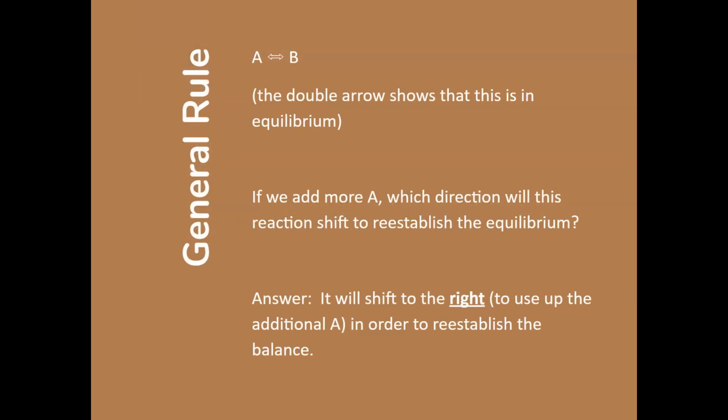So if we look at A as our reactants and B as our products, and the double arrow in the middle, that's a representation to show that the reaction's in equilibrium. So if we add more of A, so if we increase the concentration of A, which direction will this reaction shift to reestablish the equilibrium? Well, the answer is it will shift to the right, because what you want to do is use up all that extra A, so all the extra reactant that you added in, and it will shift to the right in order to use it up and reestablish equilibrium.